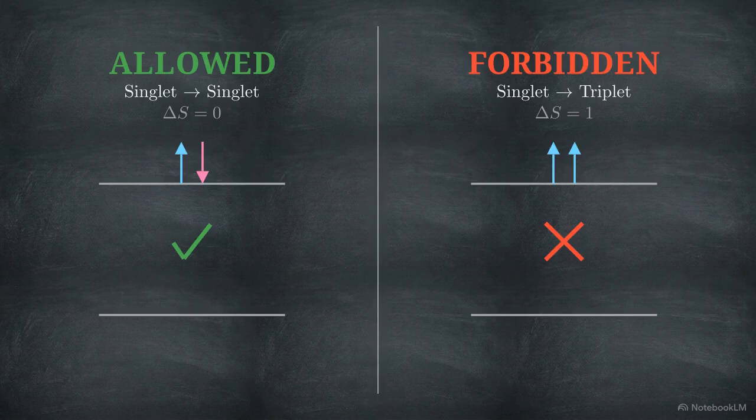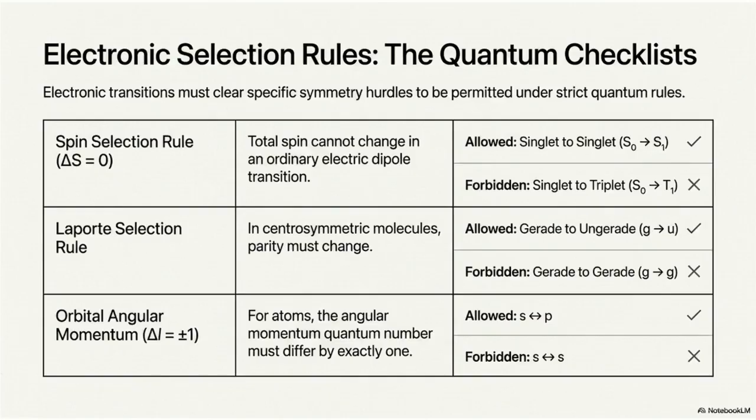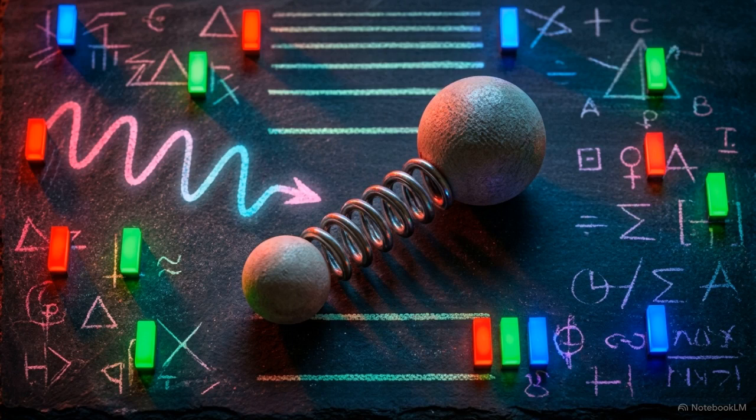The middle row introduces the Laporte rule. For highly symmetric molecules, the overall parity must change during the transition. A shift from symmetric to antisymmetric is allowed, but symmetric to symmetric is not. These forbidden transitions occasionally sneak through via mechanisms like spin-orbit coupling. Engineers exploit these rare, weakly allowed transitions to boost OLED display efficiency.